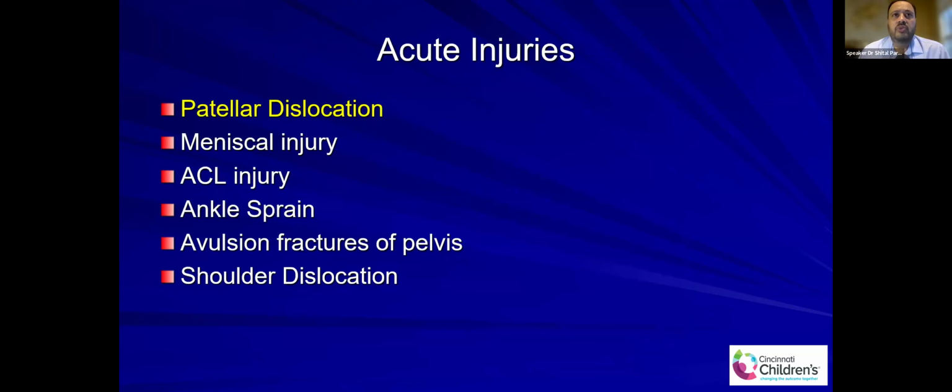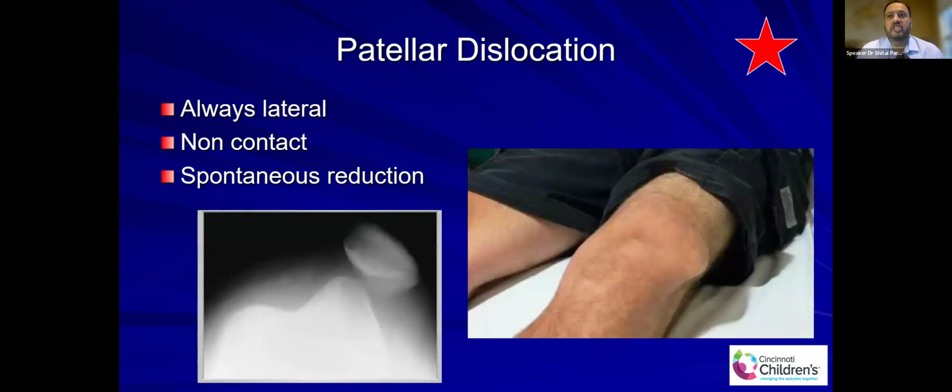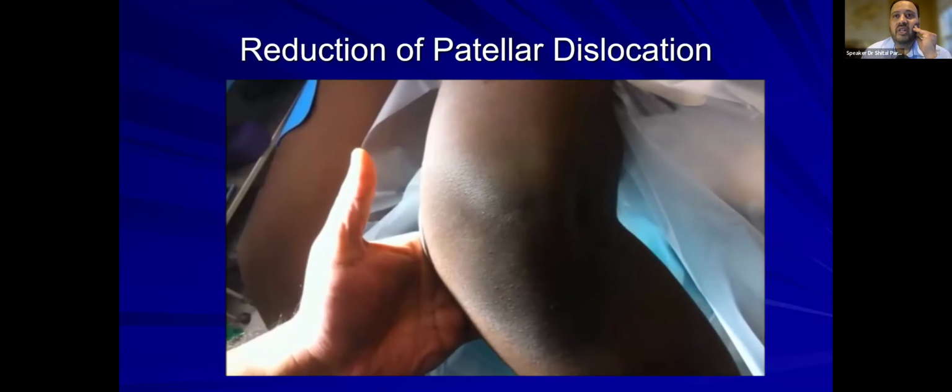Let's look at some acute injuries. Patellar dislocation is almost always lateral, is non-contact, and most of them have spontaneous reduction. If you see something which is not reduced and they show up in your office with a dislocated patella, you just need to make them relax, maybe give some medication to relax them, and then you extend the knee, and the patella would reduce like seen here.